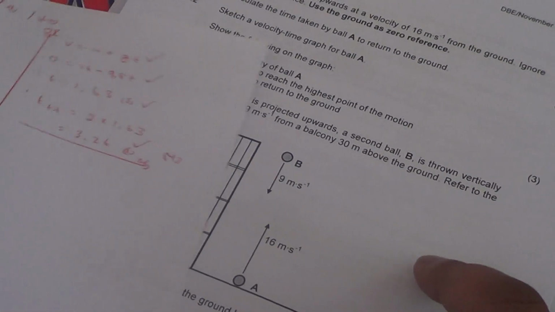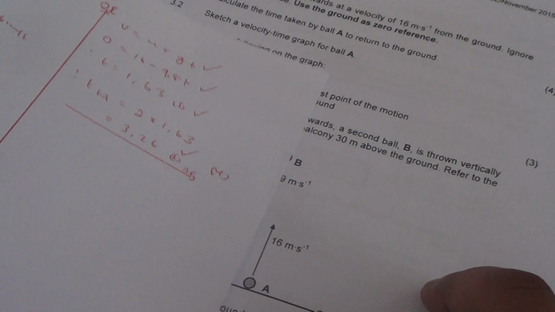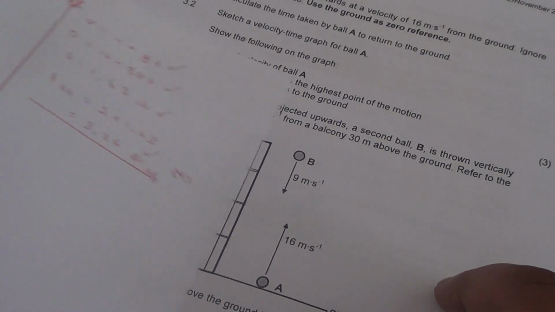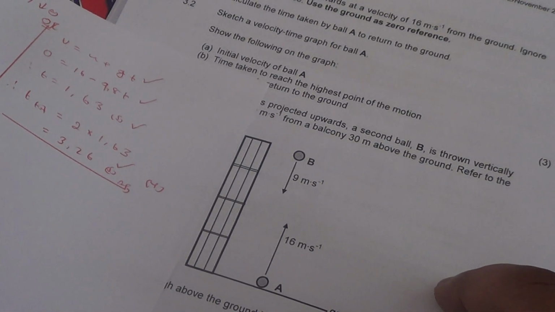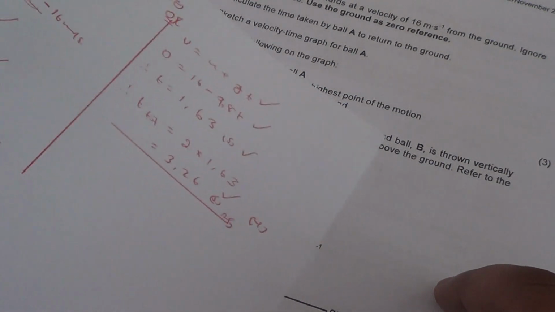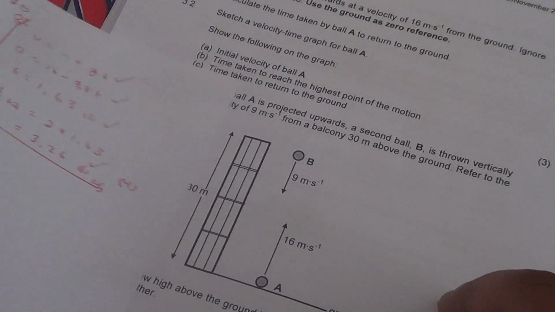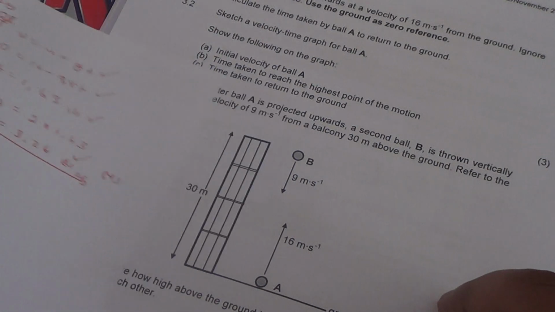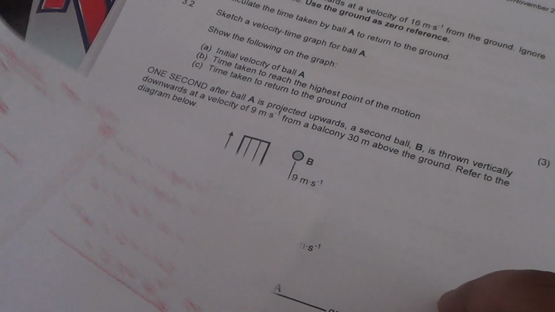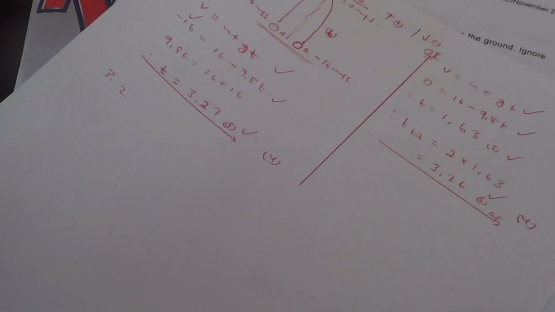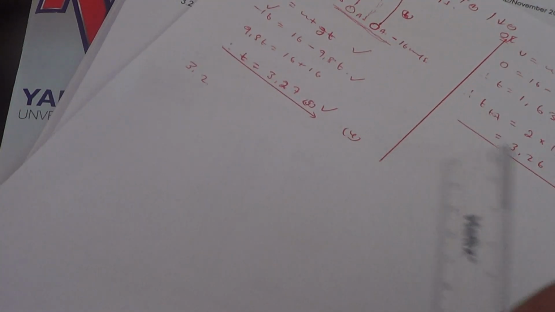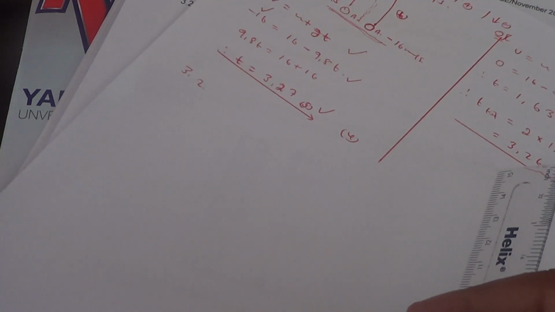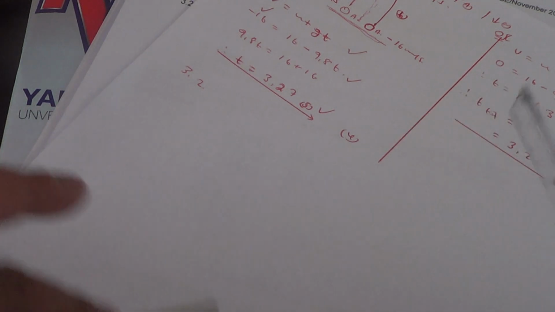So it says, sketch the velocity versus time graph for ball A. Show the following: the initial velocity, the time taken to reach the highest point of the motion, the time taken to return to the ground. Okay, so 3 things they want from us. We can handle that. It's really nothing.